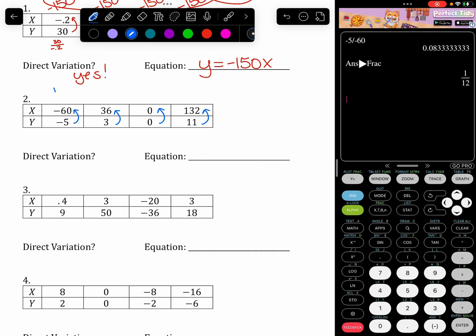Okay, so we've got negative 5 divided by negative 60, and that gets me that. I'm going to do math enter to change it to a fraction. So that is 1/12. 3 divided by 36 looks just like the same decimal I got earlier.